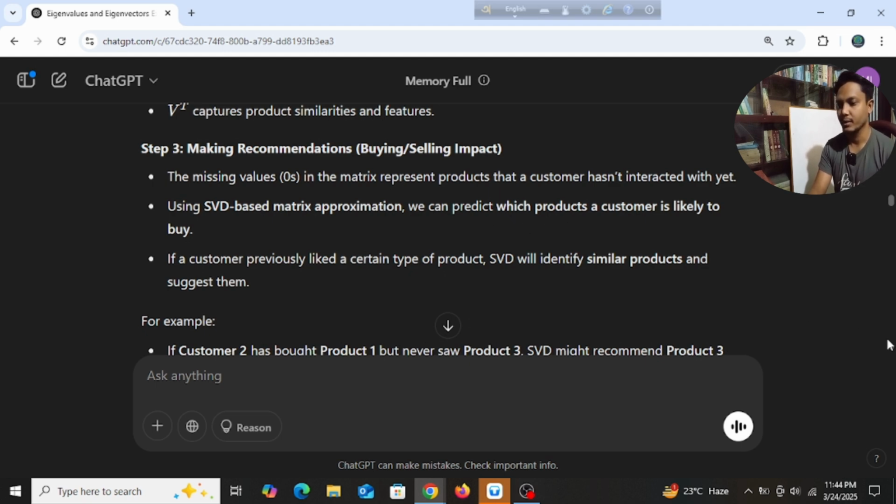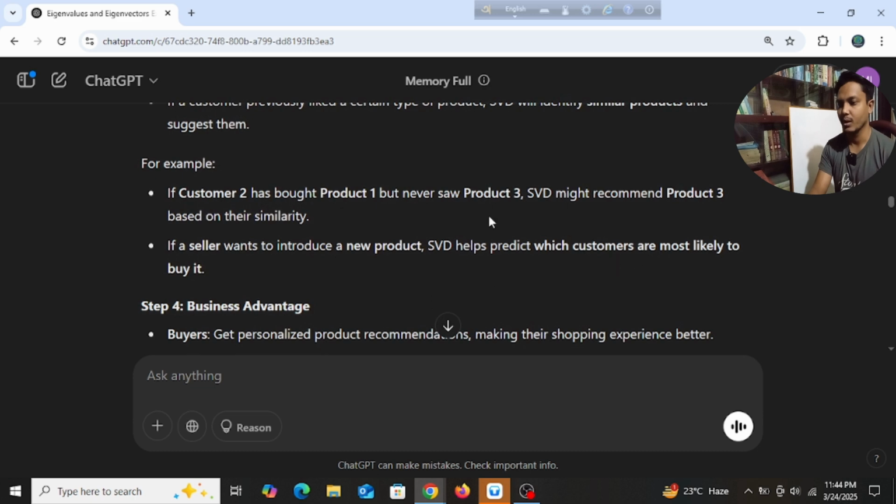For example, if customer 2 has bought product 1 but never saw the new product 3, SVD might recommend product 3 based on their similarity. If a seller wants to introduce a new product, SVD helps predict which customers are most likely to buy it.